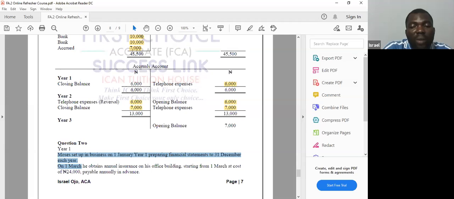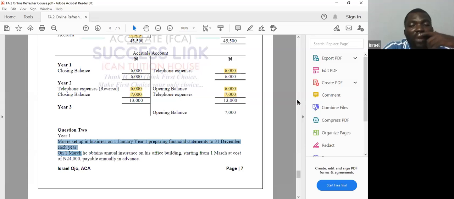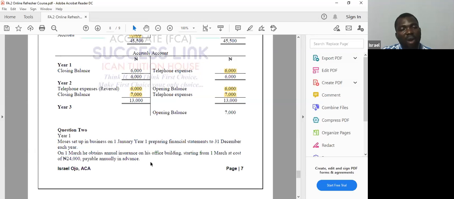So what are we expected to do? Year two: calculate the prepayment amount and show the accounting entries. So if that's the case, you look at the set up in business in year one, preparing financial statements to 31st December each year. So we identified that the financial period is from January to December. Then on 1st March, he obtained annual insurance on his building at a cost of 24,000 naira payable annually.